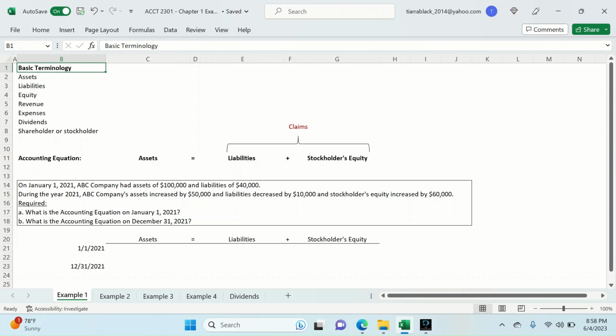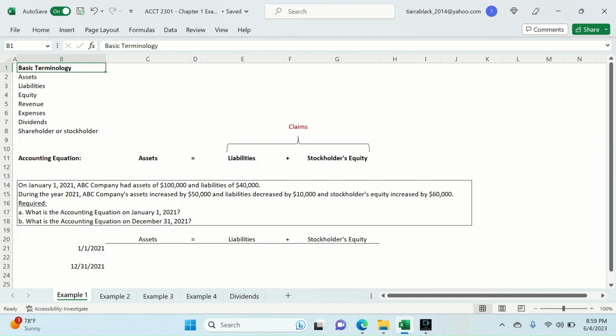Today, let's talk about some basic terminology in accounting. We'll talk about the accounting equation and then also go through an example of how the accounting equation can be affected by the different pieces and changes to those pieces. So, first, let's talk through a few of these terms.